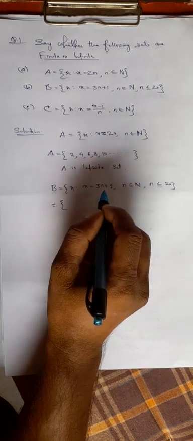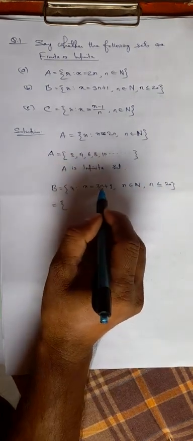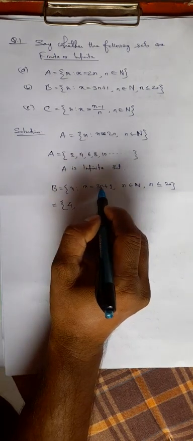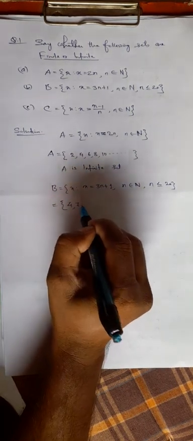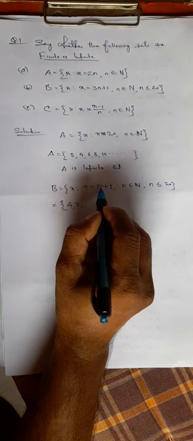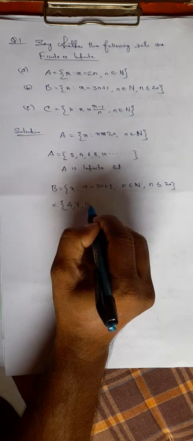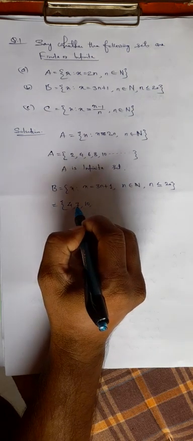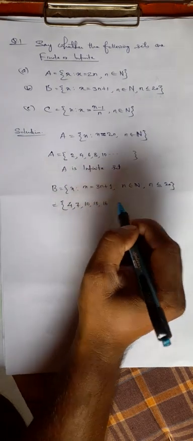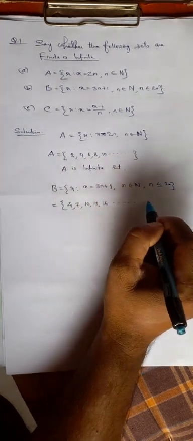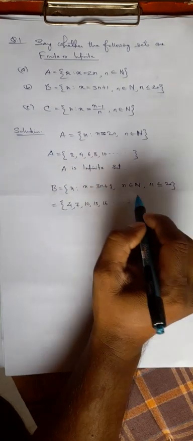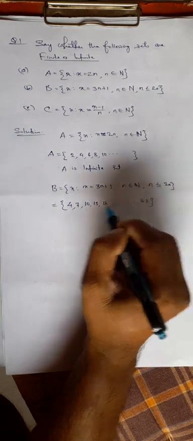So when you put n equal to 1, you get the first element: 3 ones are 3, plus 1, 4. When you put n equal to 2, 3 twos are 6, plus 1, 7. When you put n equal to 3, 3 threes are 9, plus 1, 10. So you get the interval: 4 plus 3 is 7, 7 plus 3 is 10, 10 plus 3 is 13, 13 plus 3 is 16. And at last when you put n equal to 20, 3 into 20 is 60, plus 1, 61. So these are the elements of this set.